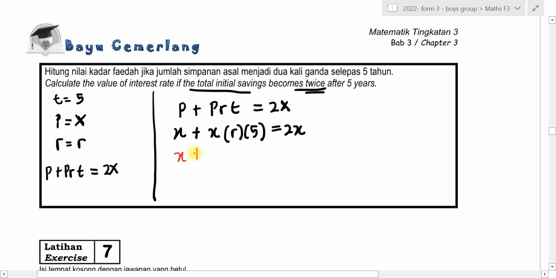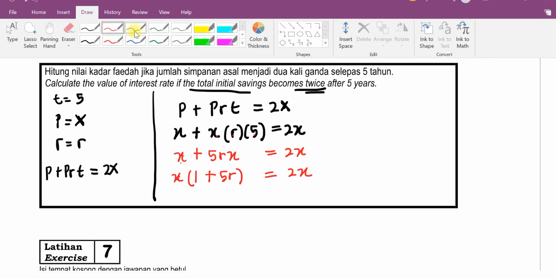Okay. Now, x multiply r multiply 5. So you get 5 rx equal to 2x. Correct? Baik. Di sini pun ada x, di sini pun ada x kan? Try factorize them. Factor the x. X darab berapa dapat x? Darab 1 kan? Put 1. X darab 5r, you get 5rx. Equal to 2x. Agree? I factorize. Okay, I factorize ready, right?